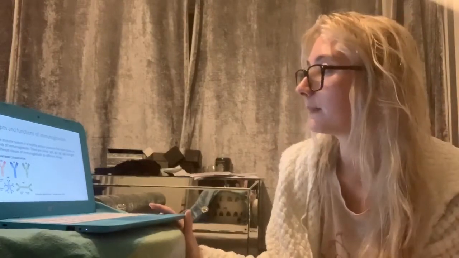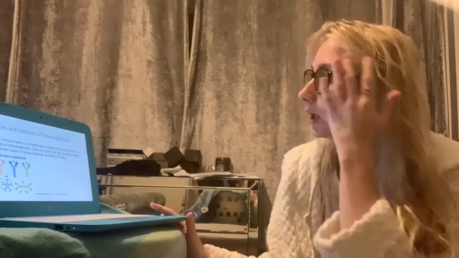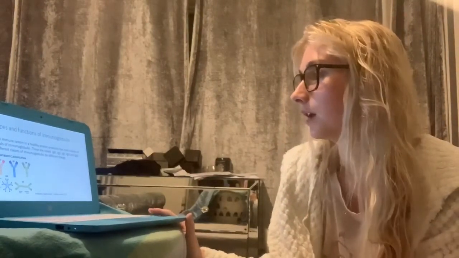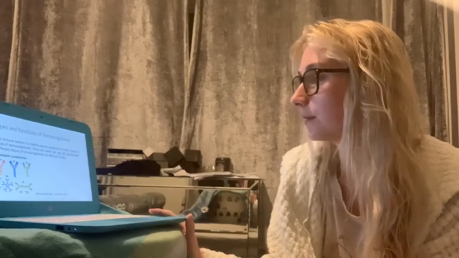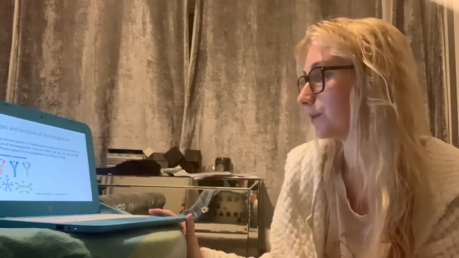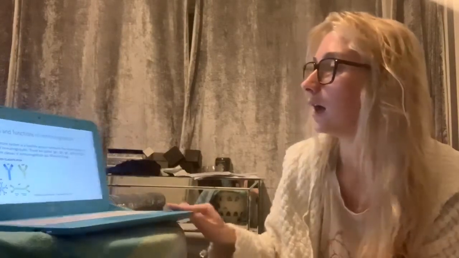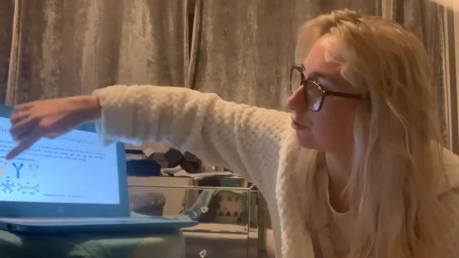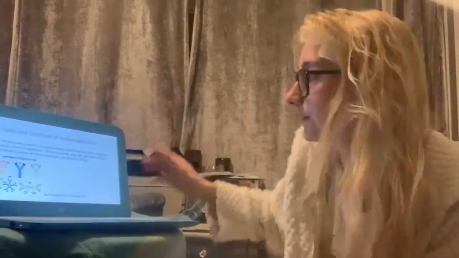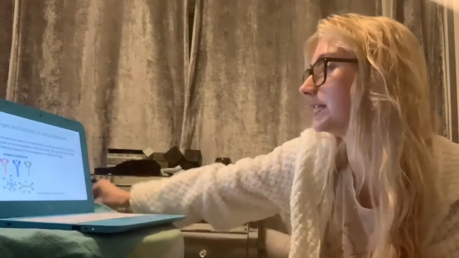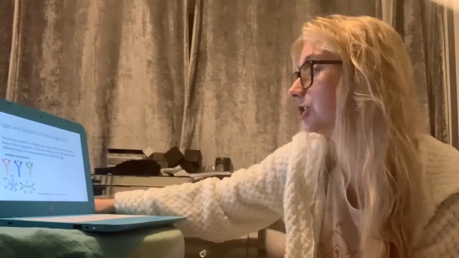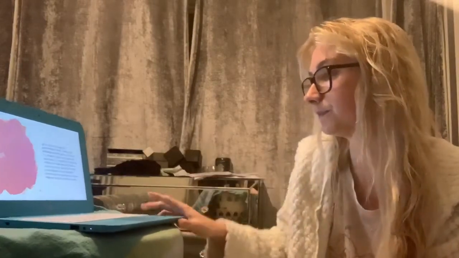Now we're going to speak about the types and function of immunoglobulin. So the immune system in a healthy person produces 5 main classes or kinds of immunoglobulin, which the structures are here. So there's 5 different types. So it's IgA, IgD, IgE, IgG, and IgM.